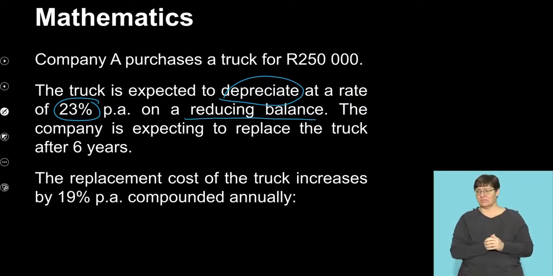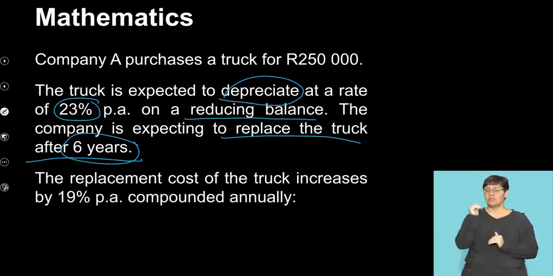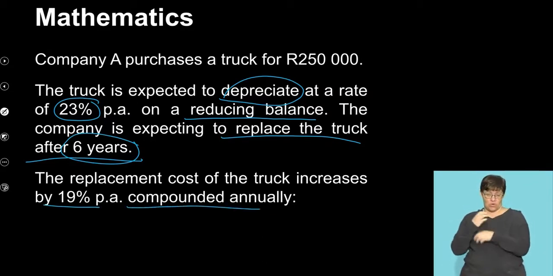This is on a reducing balance because it cannot be on a straight line, because the years are not the same with the truck. Closer to the time you want to replace it, you might find that it's now too much of a liability than the first 3 years. And then the company is expected to replace the truck after 6 years. So my example here will be for 6 years. The replacement cost of the truck increases by 19% per annum compounded annually. So this is on a year-to-year basis.